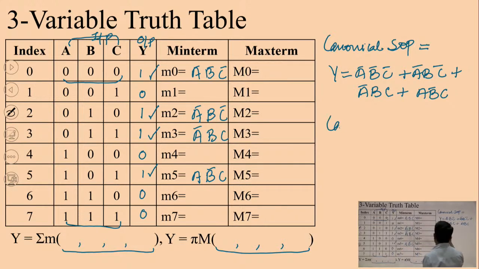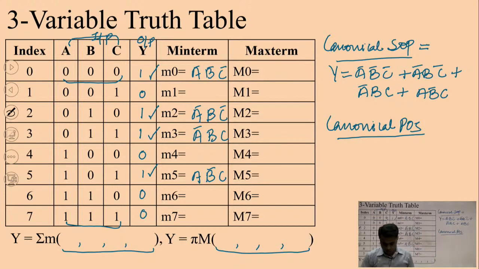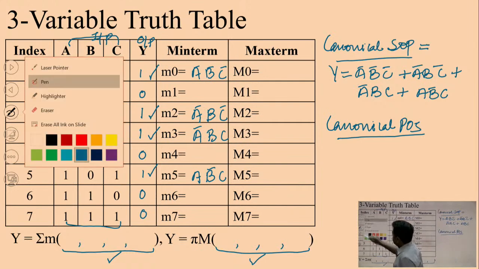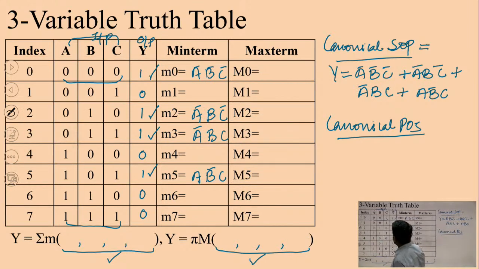Now I am going to write canonical POS. Once I write this canonical POS, then I will be checking the chat box for your replies. I am expecting these Minterm and Maxterm expressions from your side in the chat box. You have to write the terms which are being used as Minterms and the terms which are being used as Maxterms. For canonical POS I have to use the outputs which are giving me 0 outputs. So there are 4 locations.